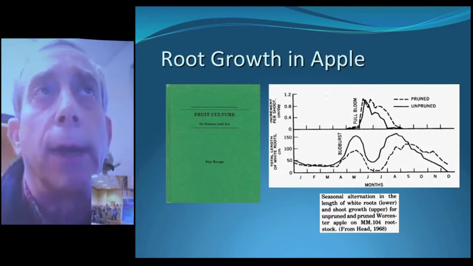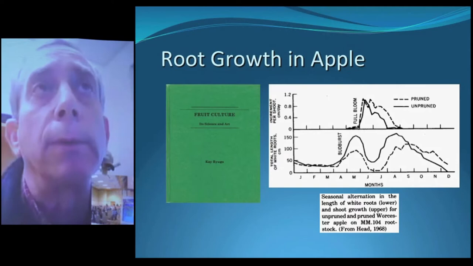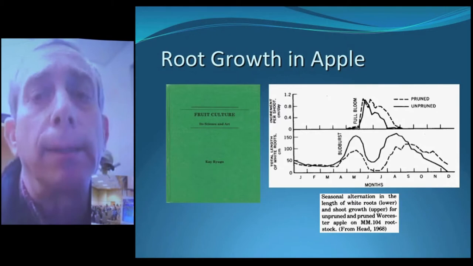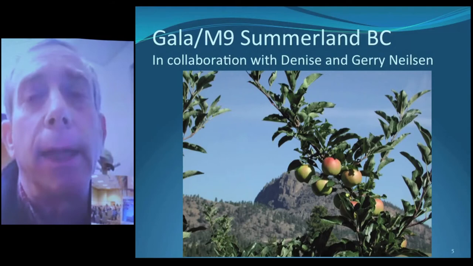So I'm going to now show you something that's actually showing it's not as clear as people would have liked. This is from the work I had done up in Summerland with Denise and Jerry Nielsen. Some of the work was on Gala, some was on Golden Delicious. I'm sorry, I'm bouncing without showing you the slide. So this is in Summerland, BC.